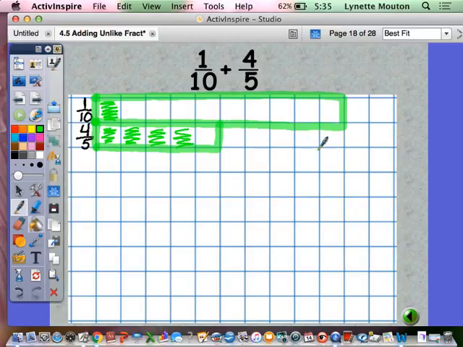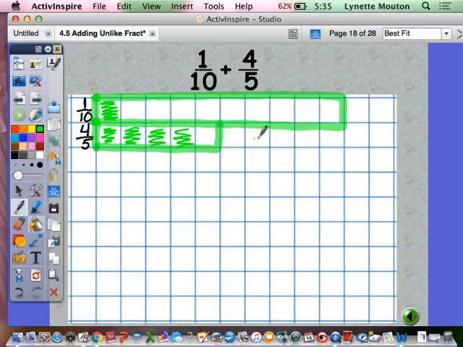When we're done, we notice that these two fractions don't match. They do not have the same denominator. So our job is going to be to continue to put enough fractions until we have the same denominator. We need the same number of equal parts so that we can either add or subtract. And we do that by putting another fraction.